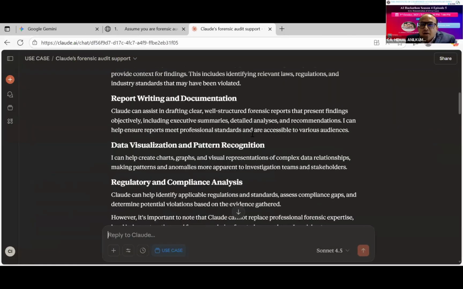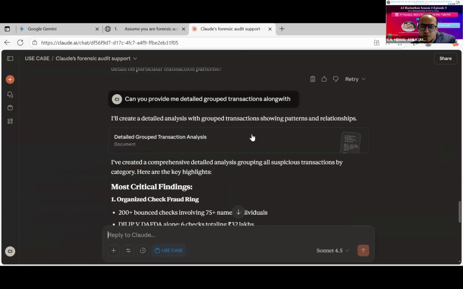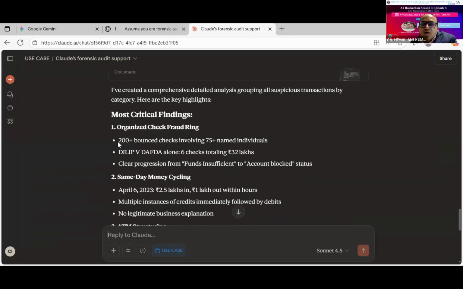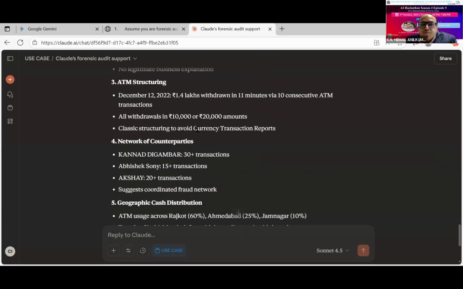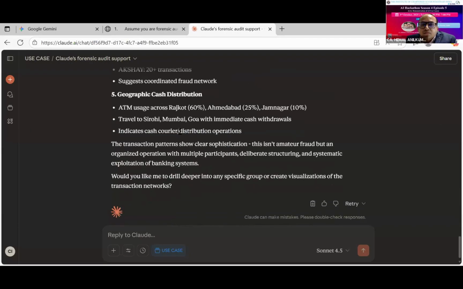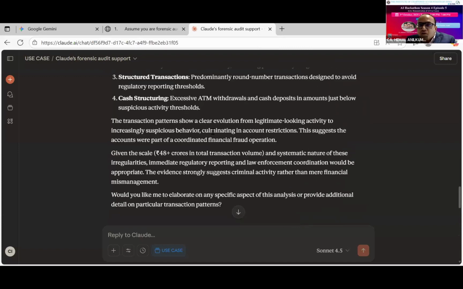This can help to identify from where money was withdrawn. Even this analysis supports us in case of investigation. Here it shows 200 plus bank checks, 75 individuals, total single name. ATM users across different cities traveled to so and so place immediately after cash withdrawals, at which time different amounts of cash were withdrawn. Even cash withdrawals between 2 a.m. to 5 a.m. in so many cases were also identified by that Claude AI.